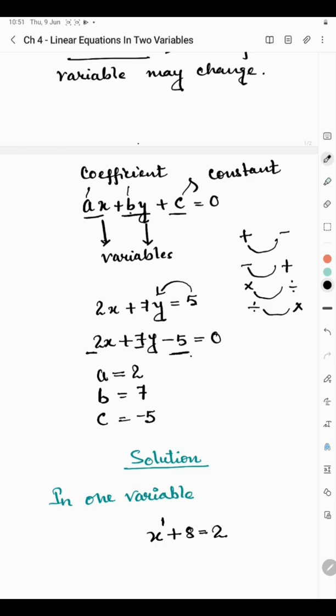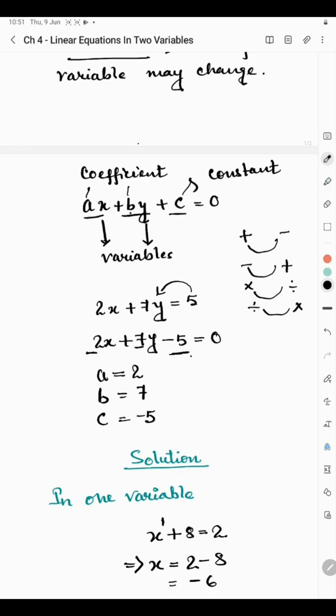Now what will be the solution of this? Solution means what will be the value of the variable. So here the value of the variable x is, on the right hand side we have 2. If you transpose 8 to the right hand side, plus 8 will be minus 8. Now one positive, one negative, so 8 minus 2 is 6, and since the minus sign is with the greater one, with 8, the solution will be minus 6. The value of the variable x will be minus 6.